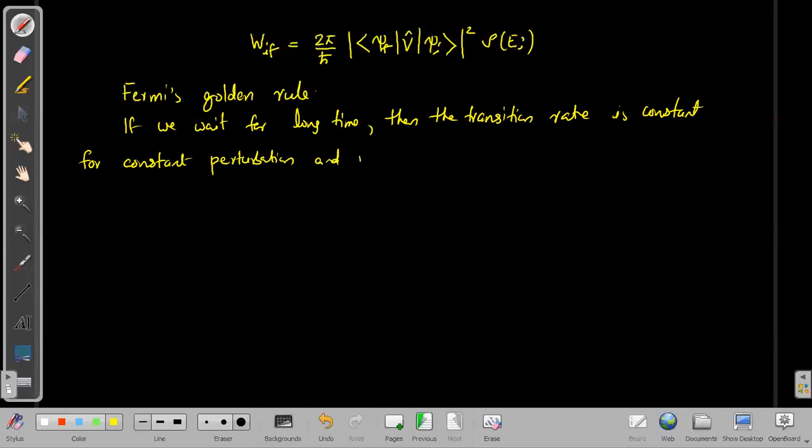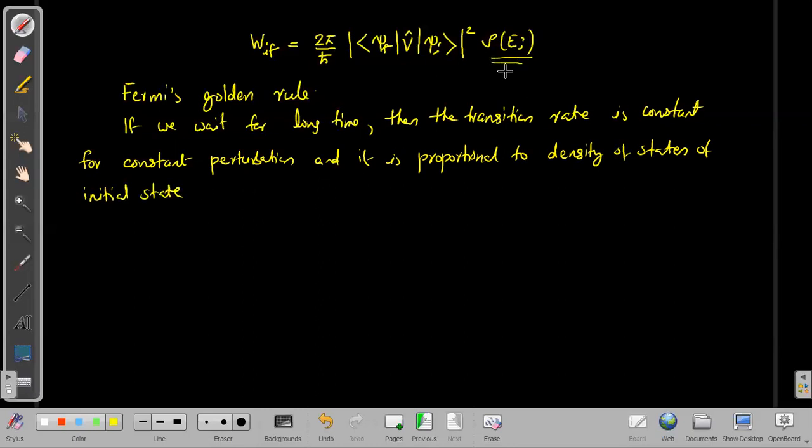And it is proportional to the density of states of the initial state. Okay, so the transition probability is not depending upon the density of states of a final energy level. It depends upon the density of states of the initial energy level. Okay, so this complete thing is called the Fermi's golden rule.